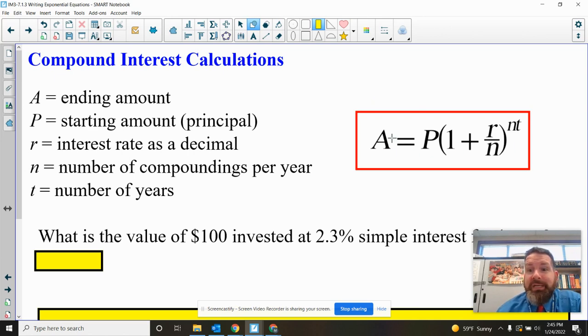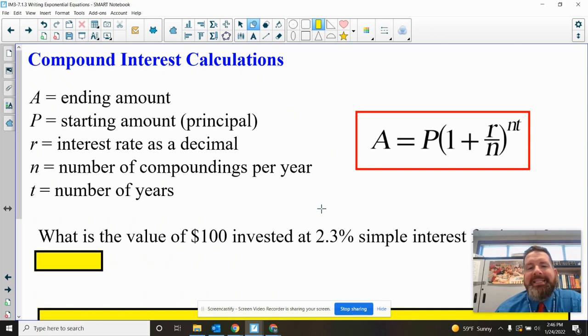This is the equation you need to know. The A here represents how much money you end with. The P is how much money you start with. That's called the principal investment. 1 is just a 1. R is your interest rate as a decimal. Now, interest rates are typically given as percents. It's up to you to move the decimal over 2 spots, turn it into a decimal. So 20% is really 0.2.